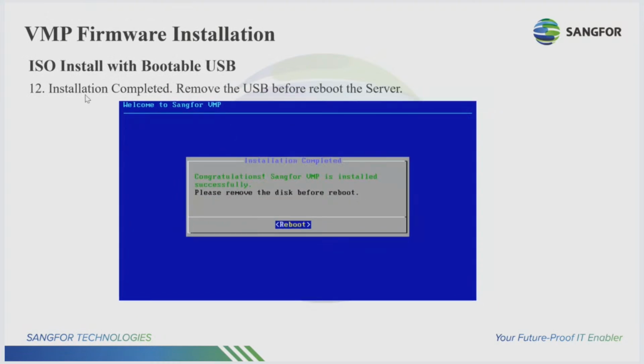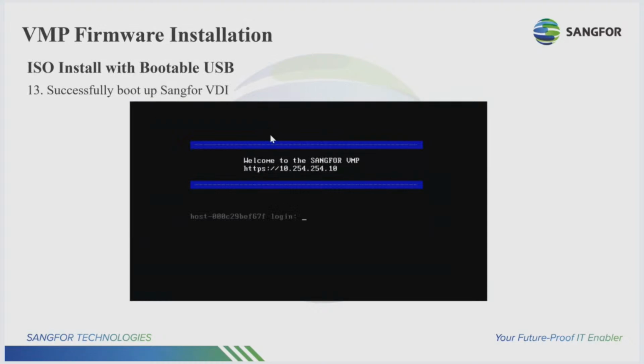Okay, after installation is completed, we need to remove the USB before we boot the server. When it jumps to this interface, it means the installation is successful and the server has started. This interface displays the management port IP. You can see the management port IP.